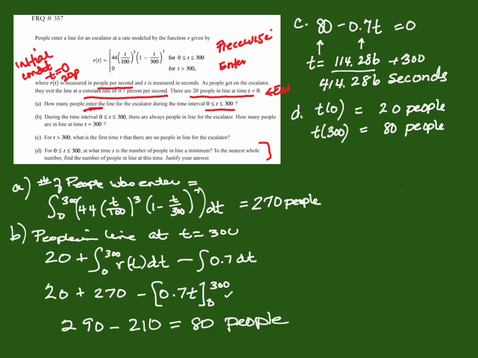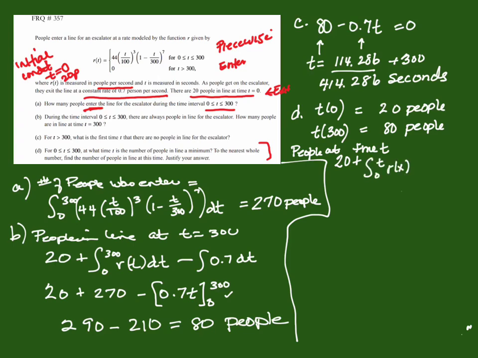Now we have to figure out the total number of people at any time, and then take the derivative of that and set it equal to 0, right? Because to get the minimum, you take the derivative and set it equal to 0 to find your critical points. So our function for the total number of people at any time t is 20 plus the integral from 0 to t of r of x dx, because we can't use t, minus 0.7t. That's the rate coming off.